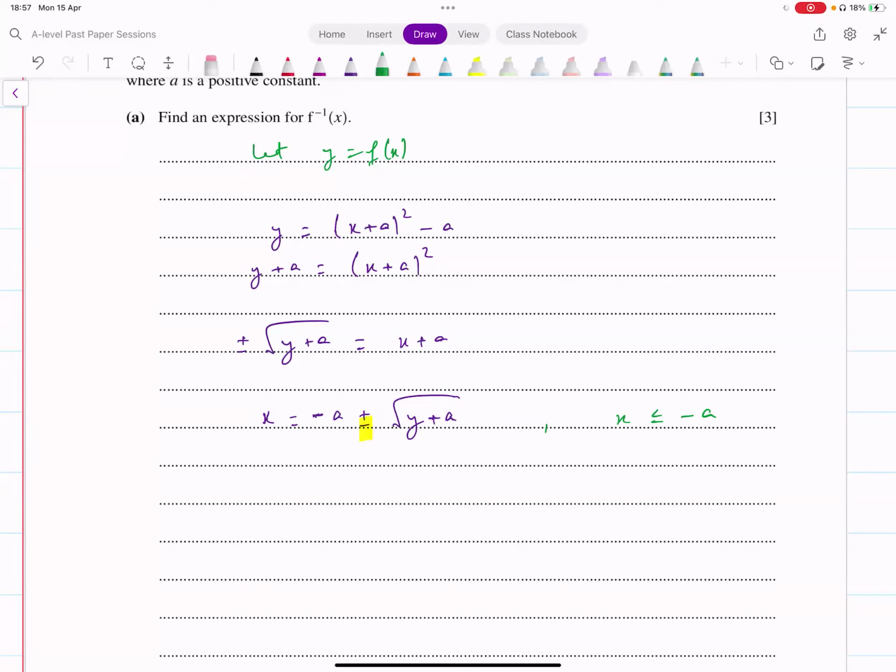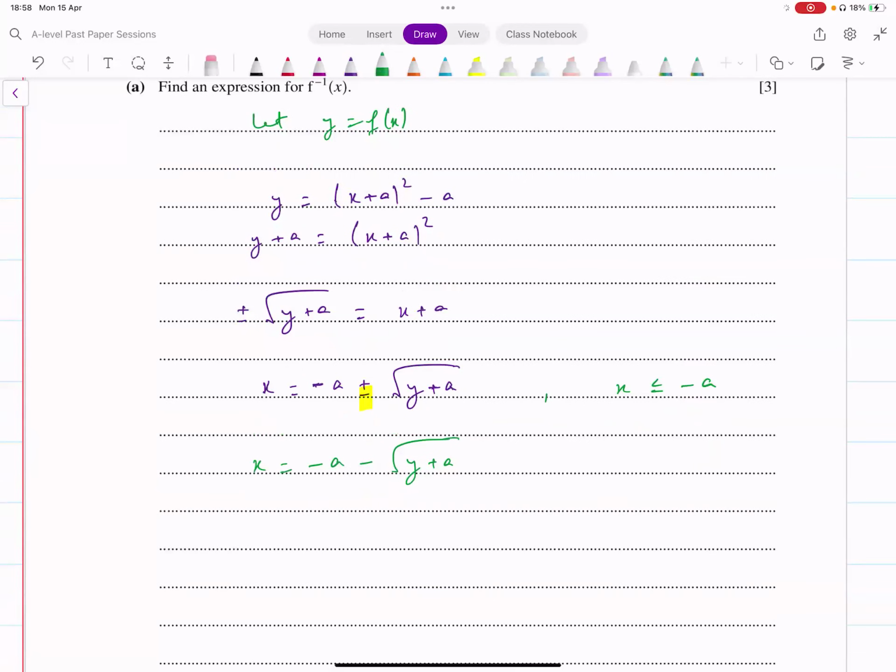So what does that become? That becomes x equals minus a minus square root of y plus a. So the sign has to be negative. Why? Because we want x to be less than or equal to minus a. If we are adding something to minus a, that will give you a value that's greater than minus a. That's not what we want. We want something less than that. So for that, we have to use the minus sign.